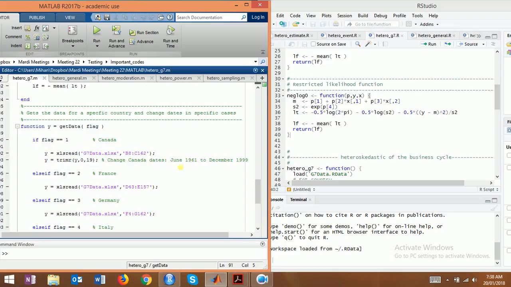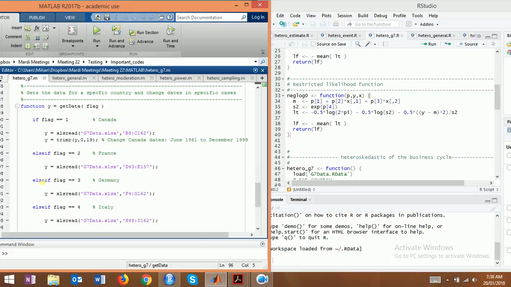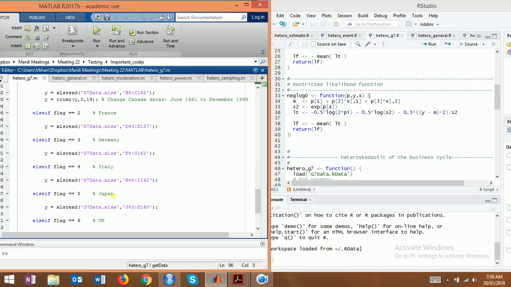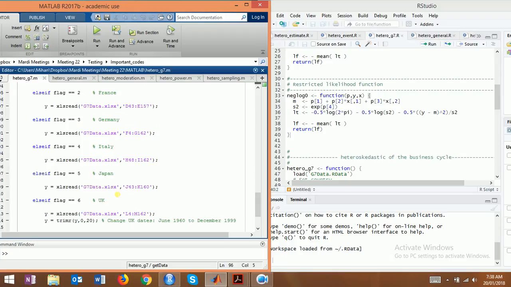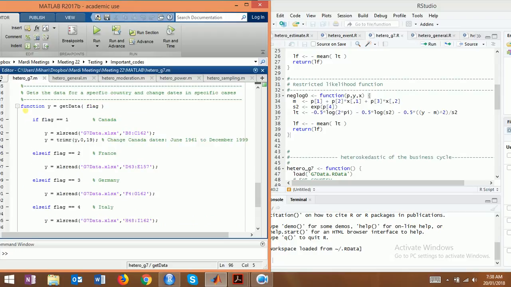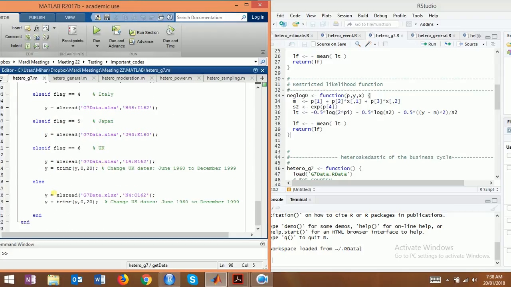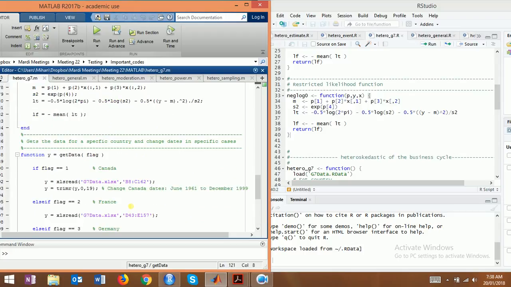Change Canada days January 1961 to December 1991. Trimmer 0, last 19 is being well, for Canada, just to match dimensions. If flag 2 France, if flag 3 Germany, flag 4 Italy, else if flag 5. So if else if function, if else if else, very simple.